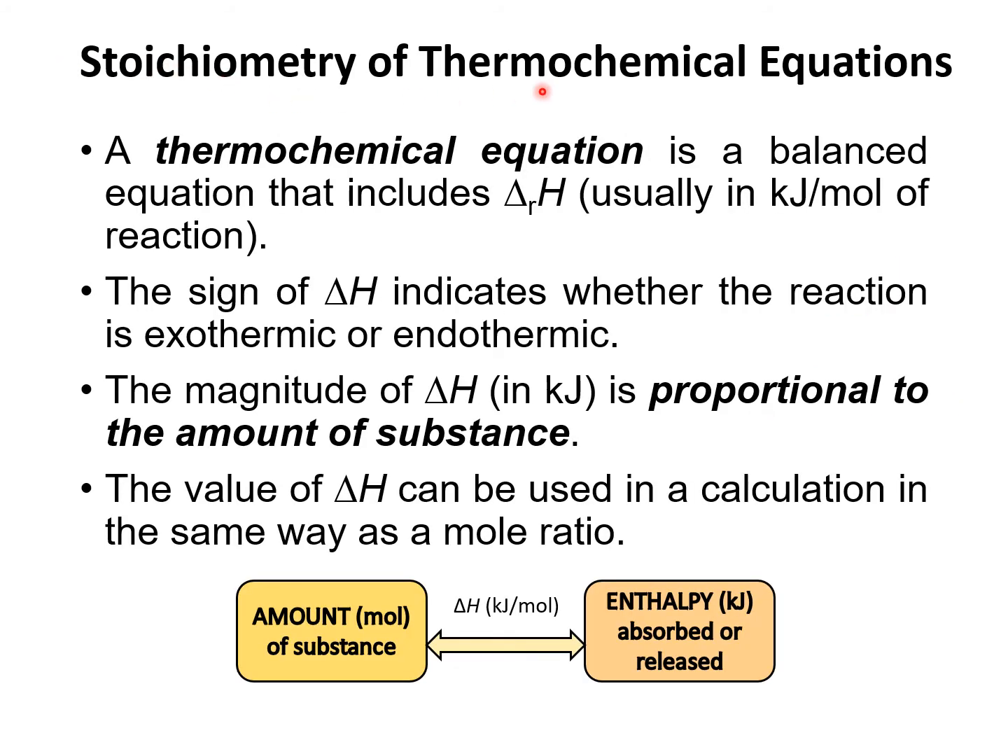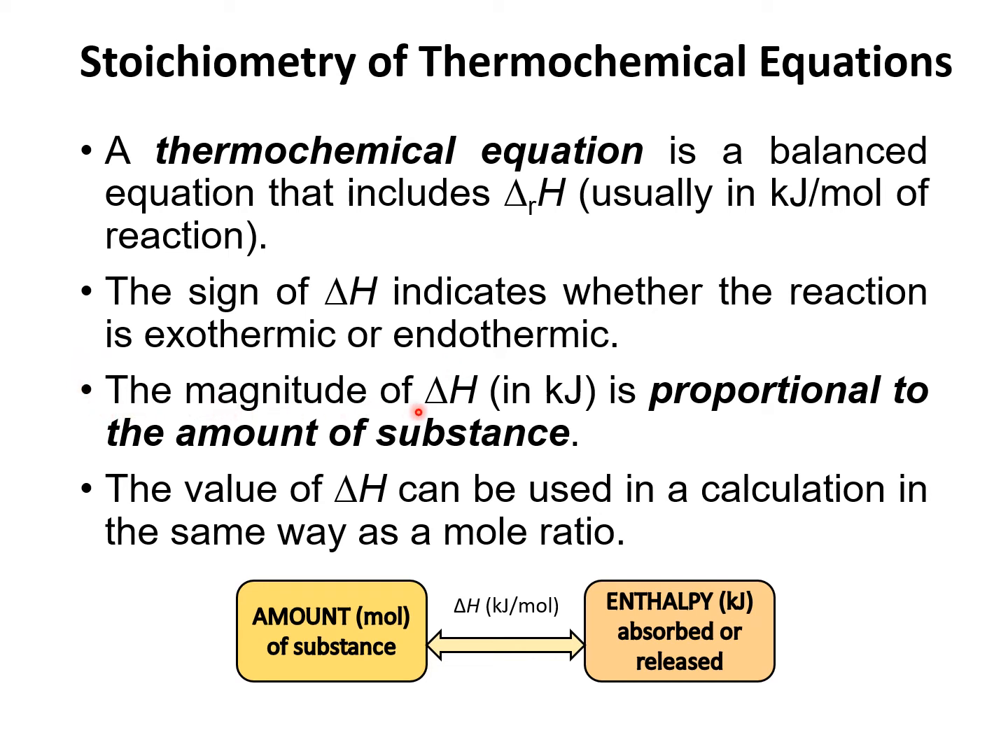Stoichiometry can also be applied to thermochemistry. A thermochemical equation is a balanced reaction that includes delta H. Now, although delta H is strictly speaking an extensive property and should be expressed in kilojoules, when written as part of a reaction, it is usually expressed in kilojoules per mole of reaction. The sign of delta H indicates whether the reaction is exothermic or endothermic. When delta H is negative, the reaction is exothermic. When delta H is positive, the reaction is endothermic.